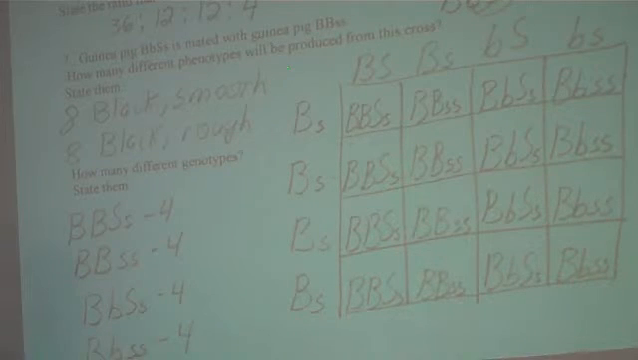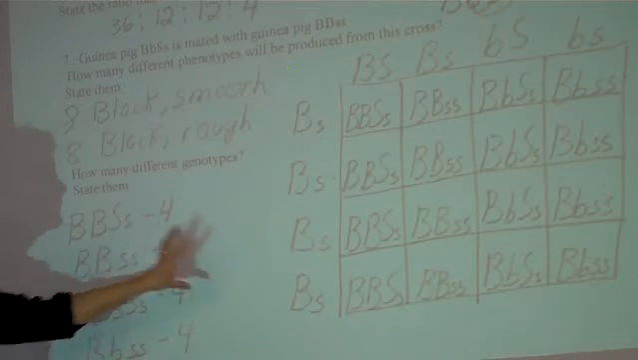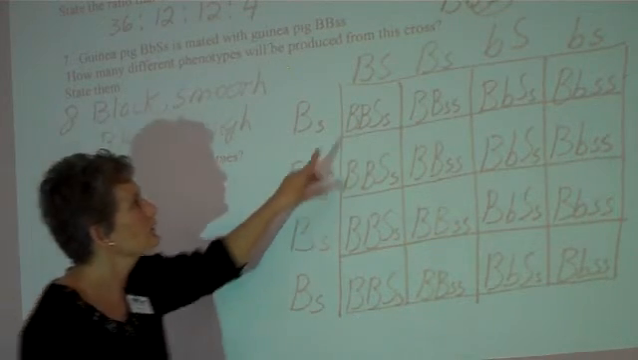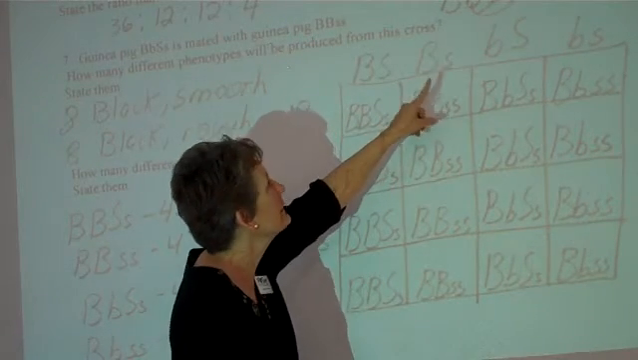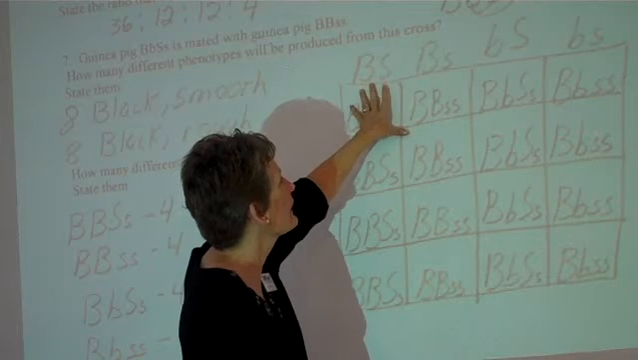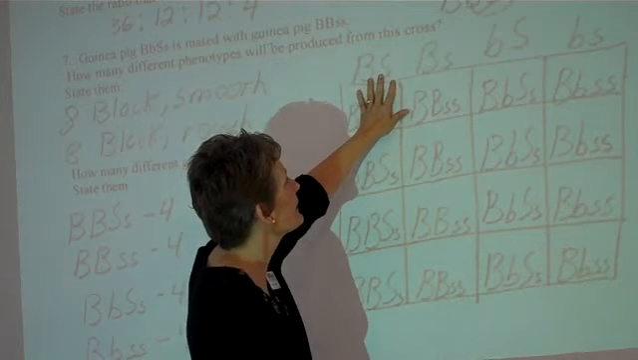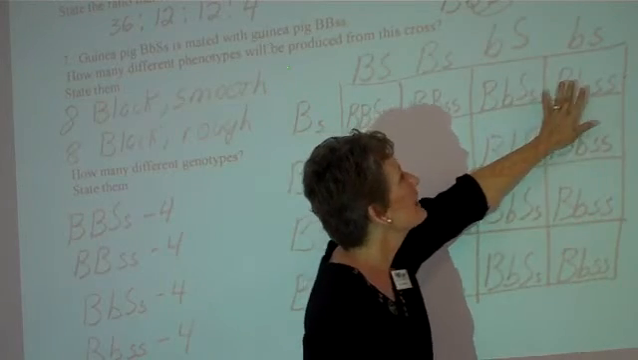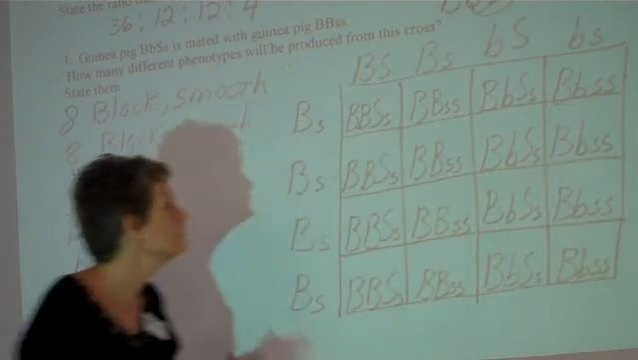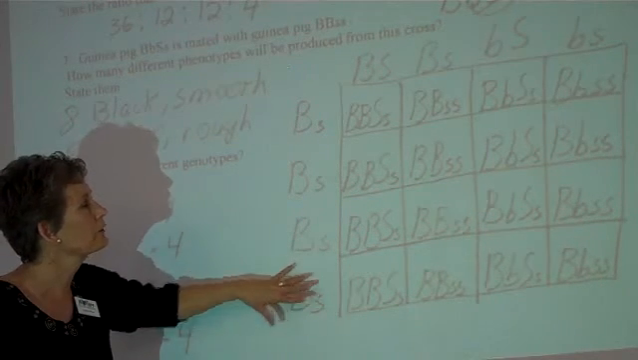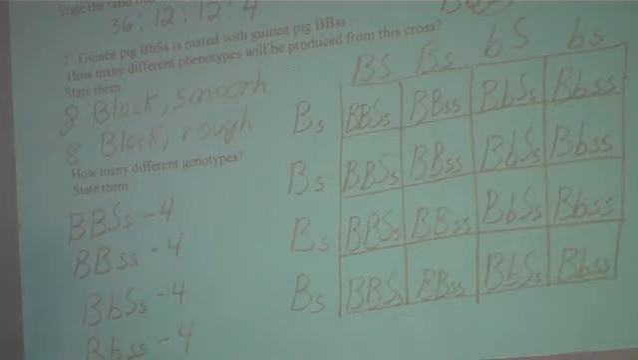Don't mess that up. How many different phenotypes will be produced from this cross? Well, I gave you here an example of the cross. And remember, if you separate your gametes properly, it becomes really easy to figure out where you're going to find those parent gametes. Okay? A big B and a big S, a big B and a little s, a little b and a big S, a little b and a little s. When you make this cross, then it becomes really clear to you where your phenotypes and genotypes are going to be.